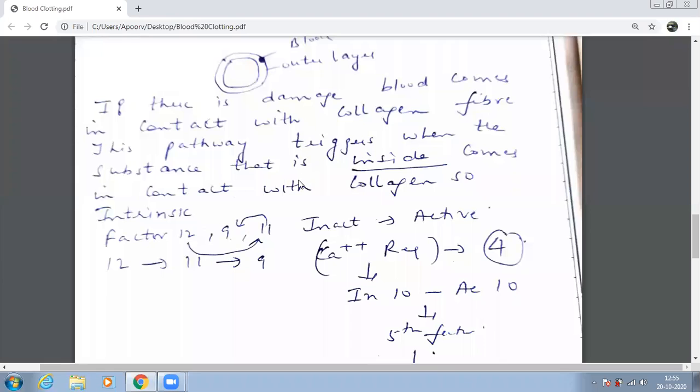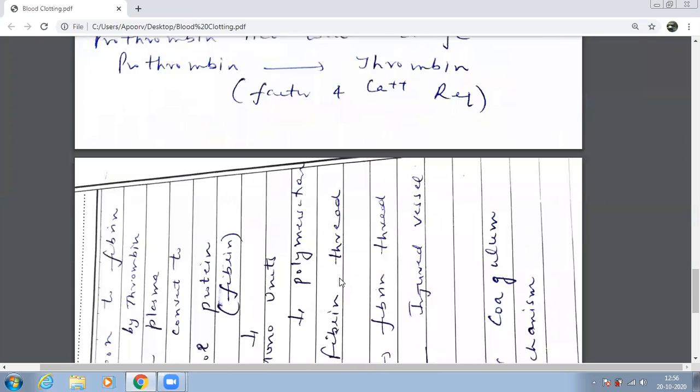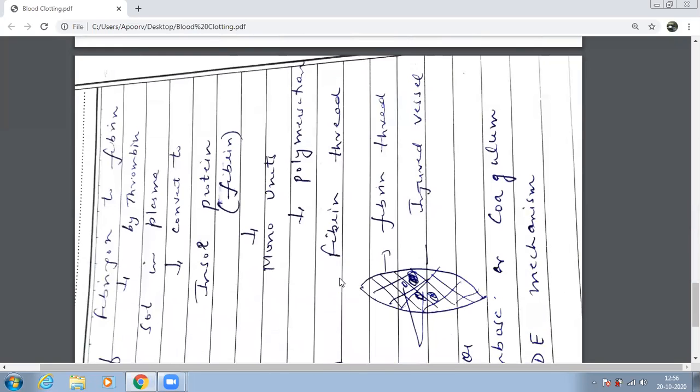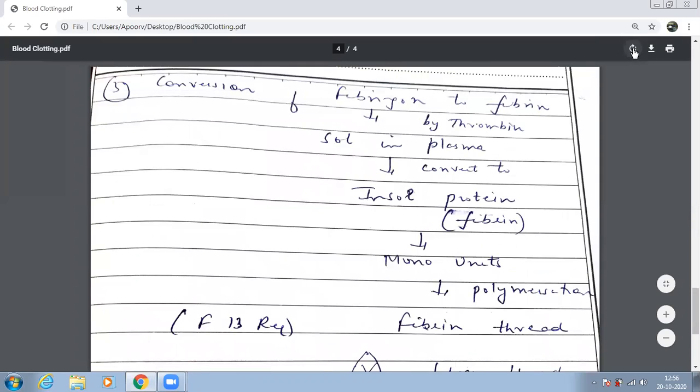As soon as blood comes in contact with collagen, inactive factor 12 converts to active factor 12, which leads to a cascade kind of reaction: inactive 11 to active 11, inactive 9 to active 9. Then the presence of factor 4, which is calcium ions, is always needed. Inactive 10 to active 10, then inactive fifth factor to active fifth factor, and in the last, prothrombin activator is produced. The rest, step 2 and step 3, will remain the same. I hope you've been able to learn step 2 and step 3 now. What was produced in step 2? Thrombin.